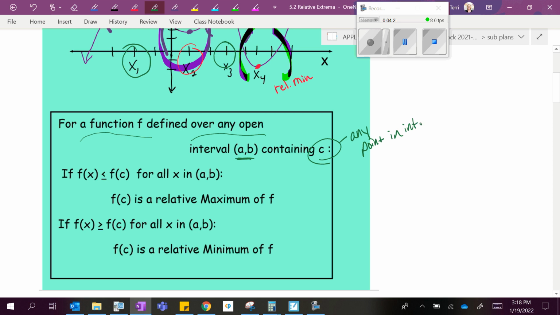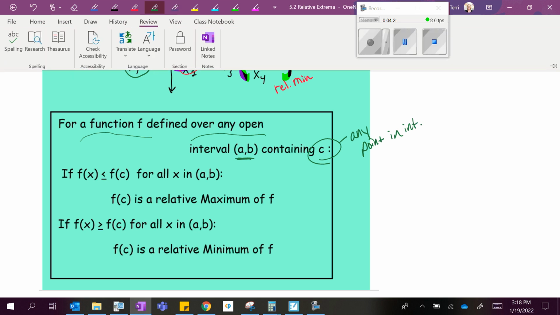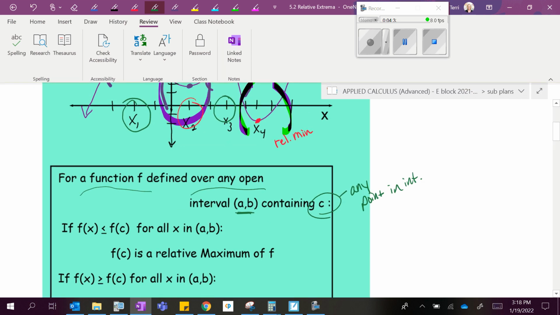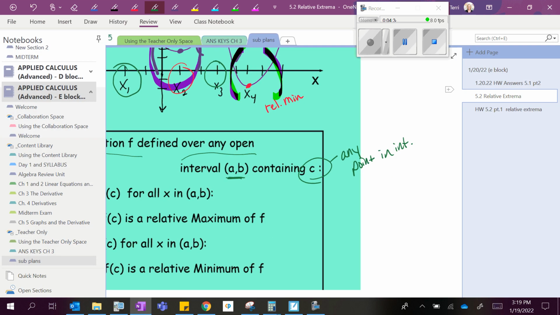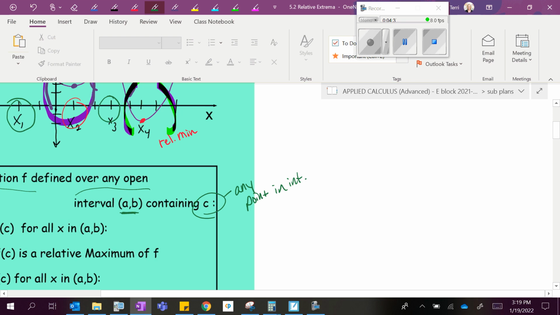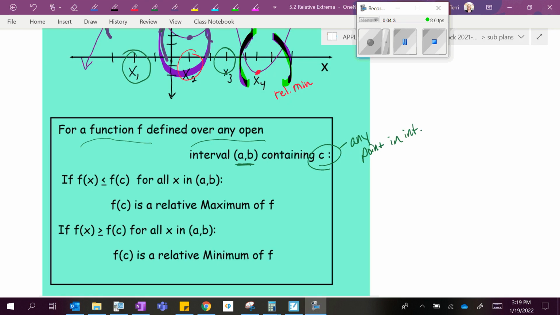So then the rule states that if f of x, which again is another word for y values, if the y values are less than or equal to the y value at c for all of the x's in the interval, then f of c is a relative max of the function.